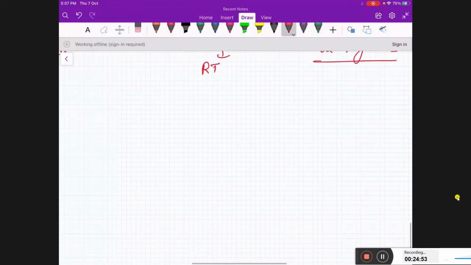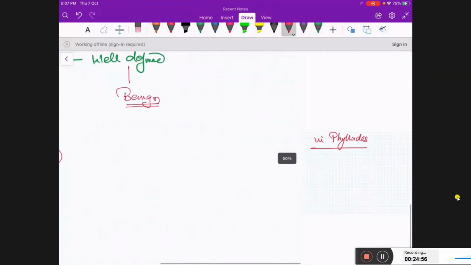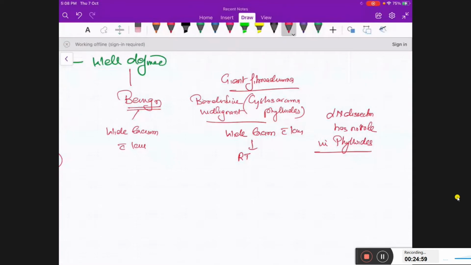Then comes borderline malignant phyllodes tumor, also earlier called cystosarcoma phyllodes, and cystosarcoma phyllodes was also named giant fibroadenoma. So these terms are no more used now. The term used is borderline malignant. The treatment of a borderline malignant phyllodes tumor is wide excision with 1 centimeter margin followed by radiotherapy, and there is no role of lymph node dissection in phyllodes tumor.